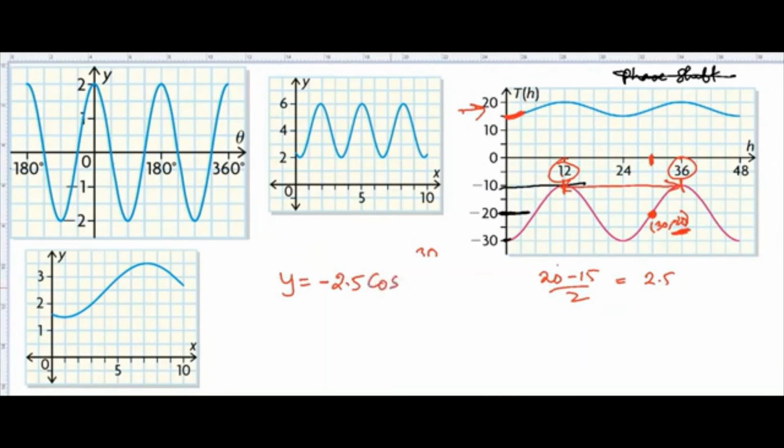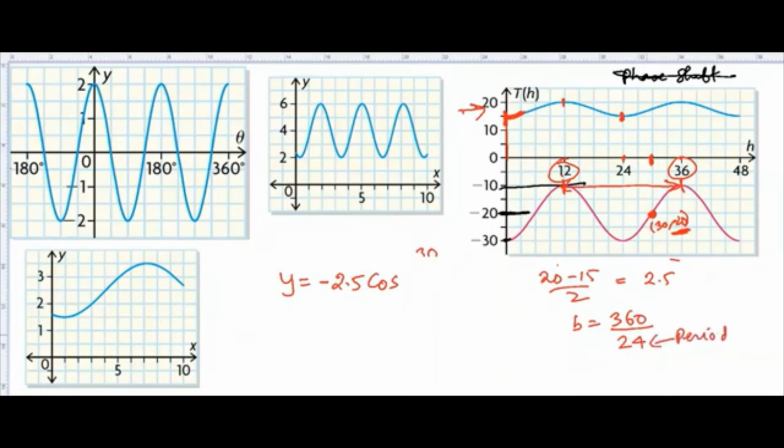Now I'll go to the period. Let me take minimum this time. This is a minimum and this is a minimum. What is the distance? 24 minus 0. So what is b? It will be 360 divided by 24. Your period is this, okay?